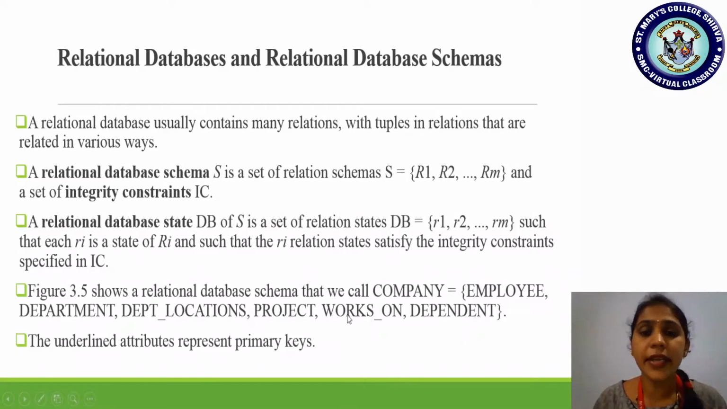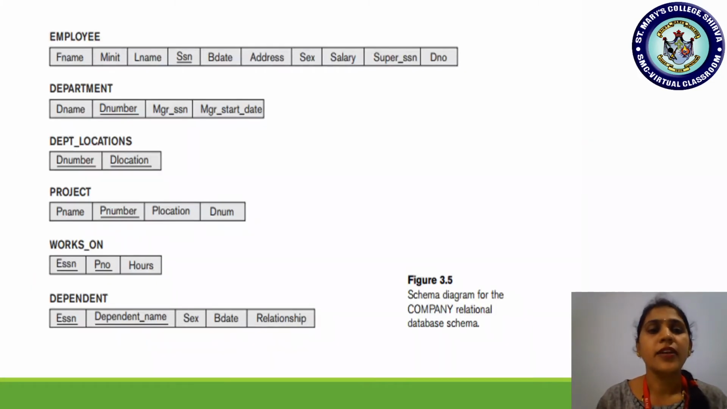These are the entity names, right? Yes, all these are the entity names. So these are the relations. The underlined attributes represent the primary key. So whichever attributes are underlined, we know that those are considered to be the key attribute in that relation, right? Fine. Now just check out here. You will understand correctly in this example. Schema diagram for the company relational database schema. So just check out here, students.